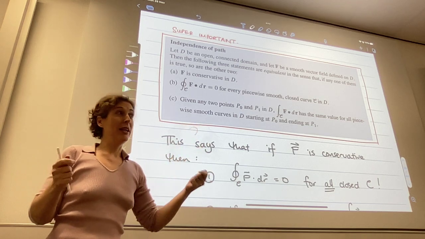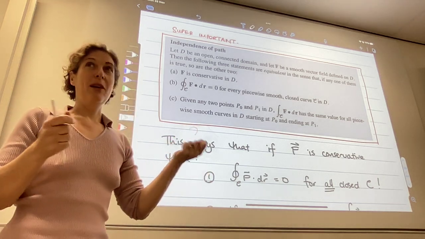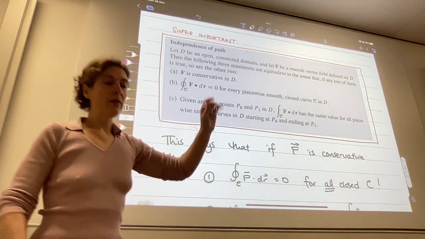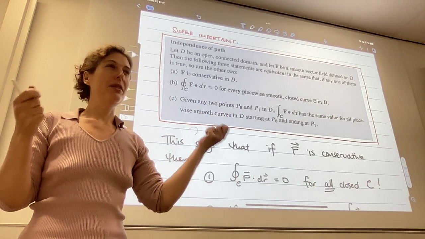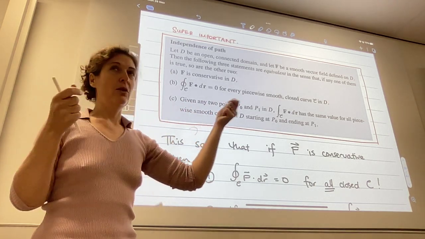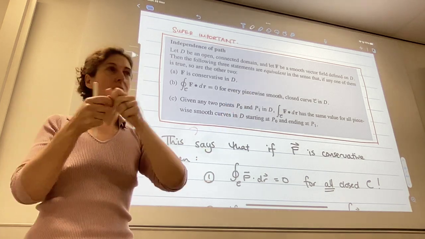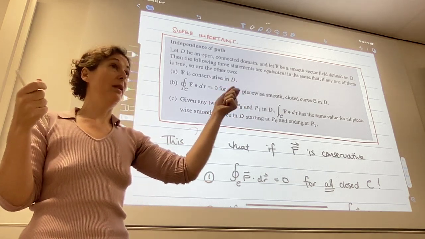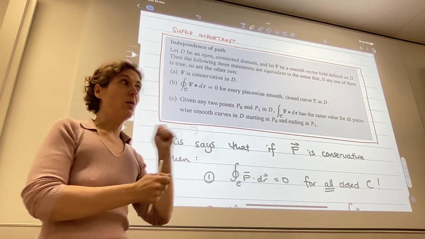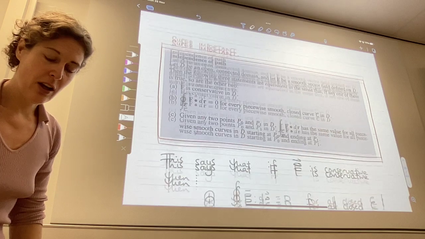So this is another really useful thing about conservative vector fields, because what this is saying is someone could give you some crazy, really horrible path to integrate along. But if your vector field is conservative, you can ignore that path, find a super simple path that is easy to parameterize, work that out, and you're done. So this, for me, is why conservative vector fields are amazing.